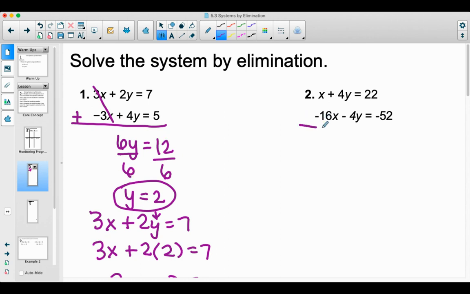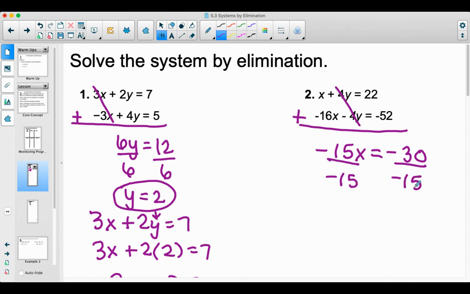The same thing would happen here. If I add these two equations together, notice the y's cancel here. So I would cancel my y's, and x and a negative 16x gives me negative 15x. And then 22 and negative 52 give me a negative 30. So then we're going to divide both sides by negative 15, and we get x equals 2.